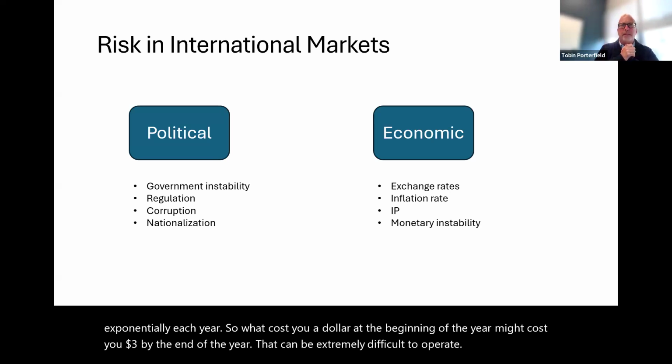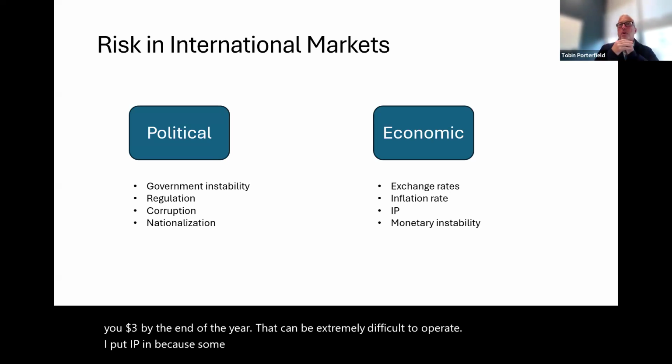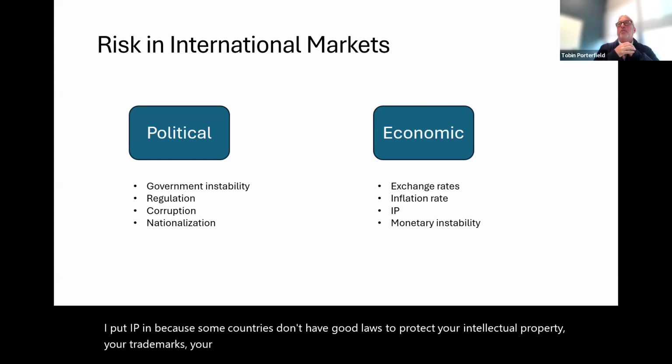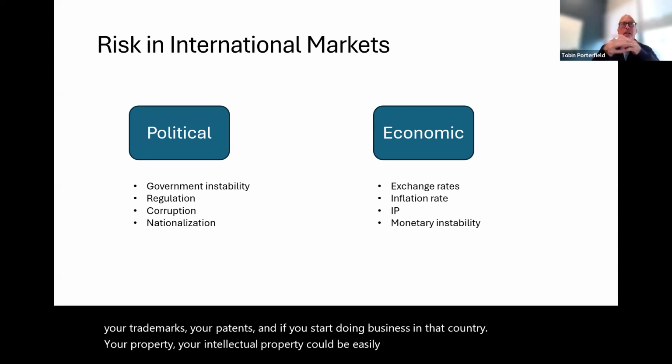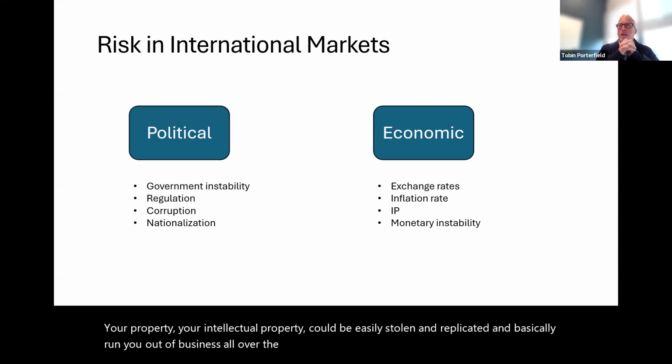I put IP in because some countries don't have good laws to protect your intellectual property, your trademarks, your patents. And if you start doing business in that country, your intellectual property could be easily stolen and replicated and basically run you out of business all over the world. Can be really a real problem.